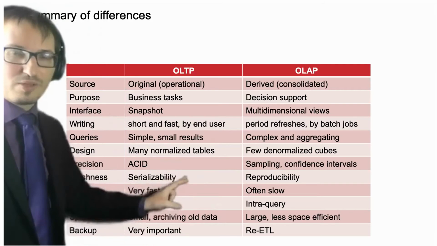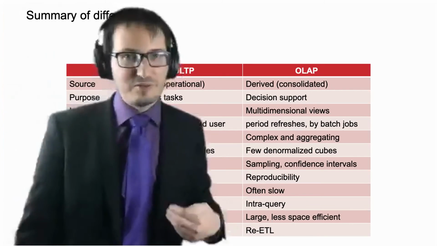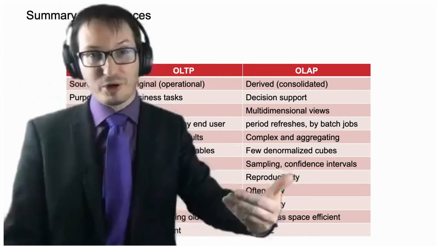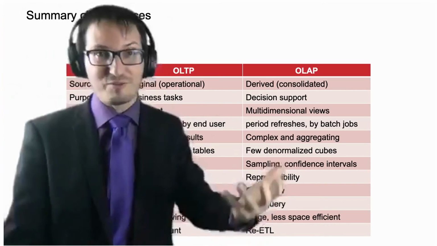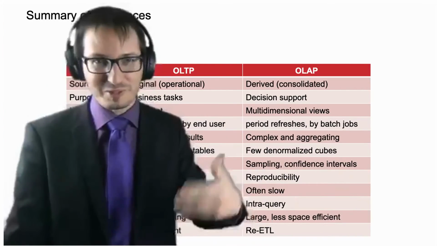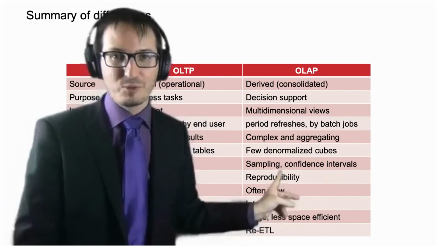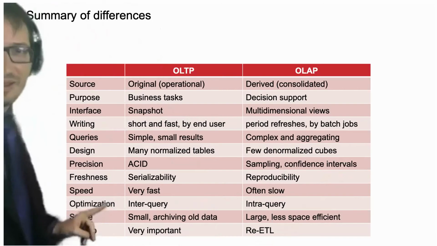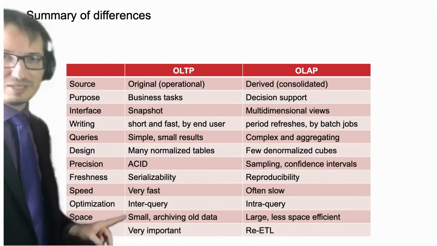Serializability is what we saw that is important for OLTP. For OLAP, it's reproducibility. Because if you output your data and do your reports, if you would build it again, you need to find the same things. Otherwise, you have a problem because the data that you're showing to your CEO might not be correct, right? So it needs to be reproducible. That's very important. So the speed is much faster in a relational database than it is in a data warehouse.